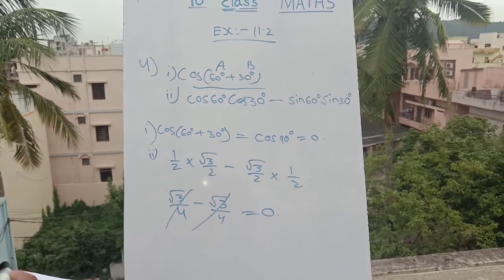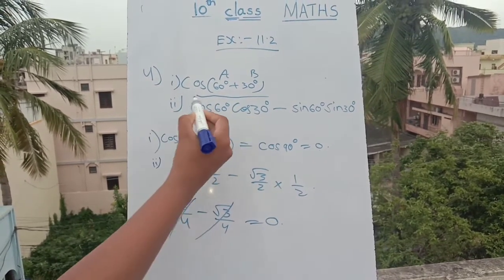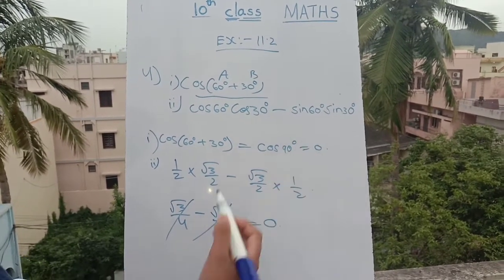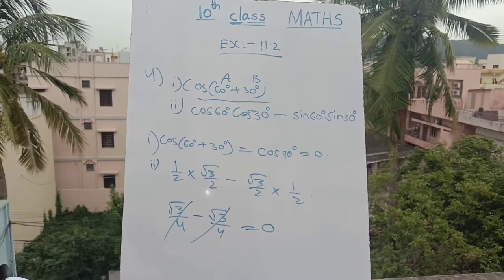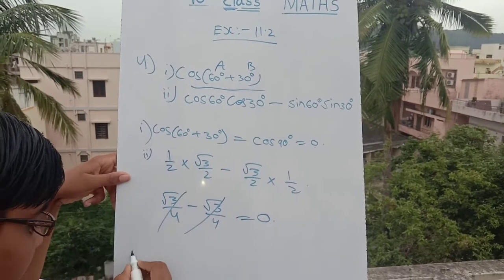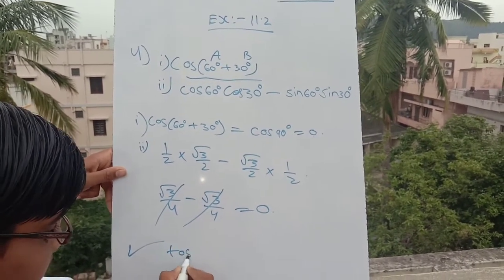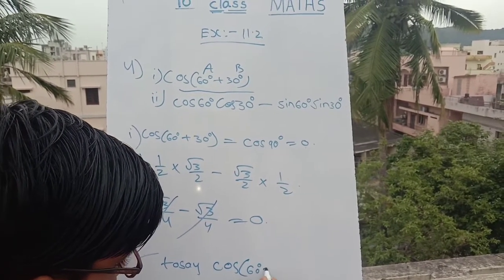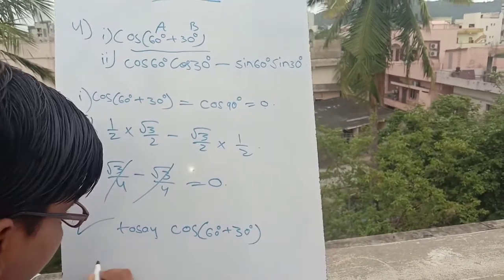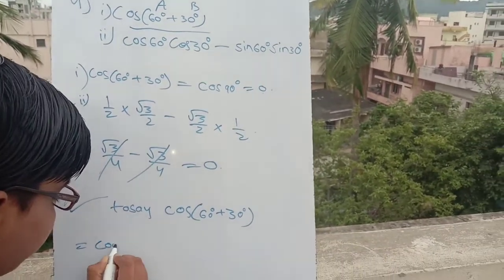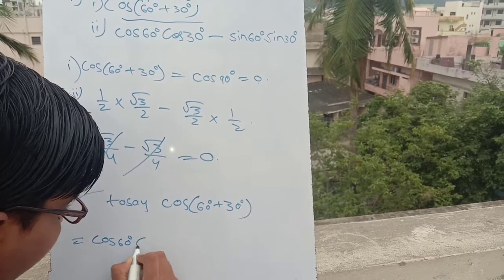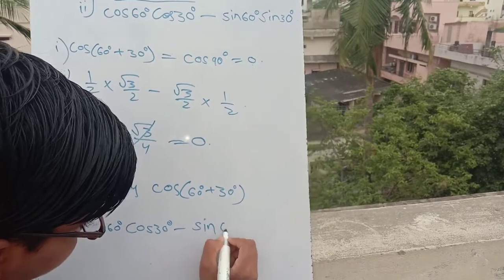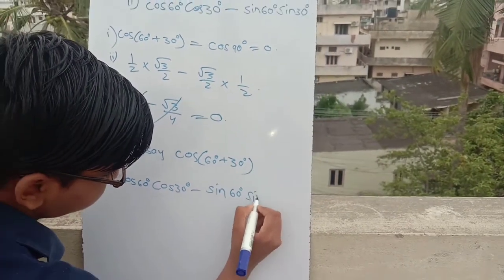So the question is: is it right to say cos of 60 degrees plus 30 degrees is equal to cos 60 cos 30 minus sin 60 sin 30? As we got the values equal, it is right to say cos of 60 degrees plus 30 degrees is equal to cos 60 cos 30 minus sin 60 sin 30.